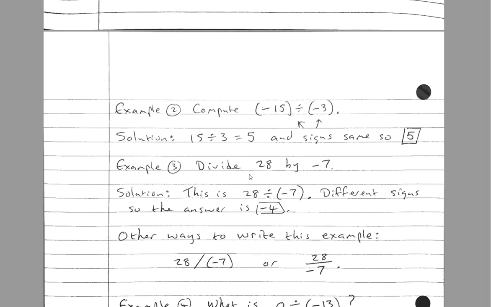Here's an example written in words. Divide 28 by negative 7. Okay, so in terms of division, that looks like this. 28 divided by negative 7. Yeah, you need parentheses here. For the absolute values, 28 divided by 7 is 4. And these two numbers have different signs, so the answer is negative 4.